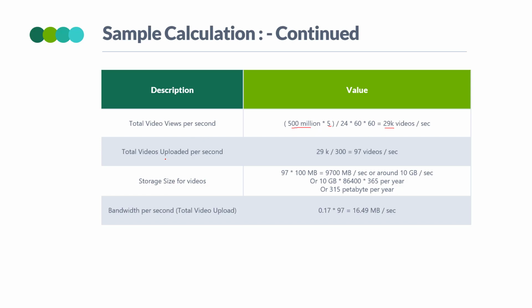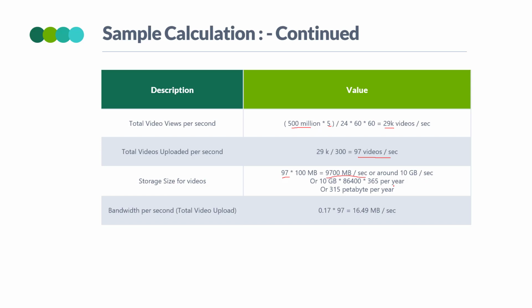Total videos uploaded per second will then be 1/300 of that, which is around 97 videos per second. Now this can give you an idea of the total size of data that you are storing in your system. For storage size for videos, we said 100 MB is the average size of one video. If 97 videos are uploaded per second, 97 into 100 is 9700 MB per second, or around 10 GB per second. You can add a buffer to this if needed, and you can say these values to the interviewer.